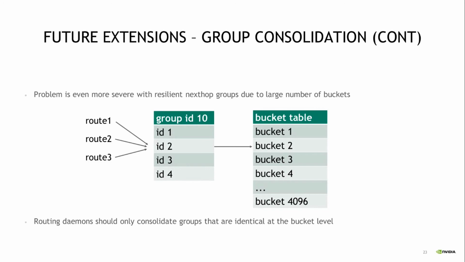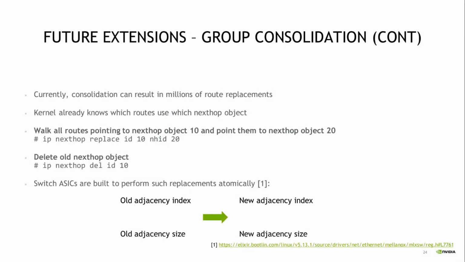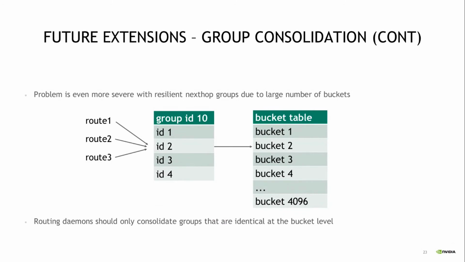So here we have a resilient NEXTHOP group, which is not made up out of only 4 adjacency entries, but rather 4K adjacency entries, because its size of the bucket table is 4K. And reducing the resource usage by 4K entries becomes significant.